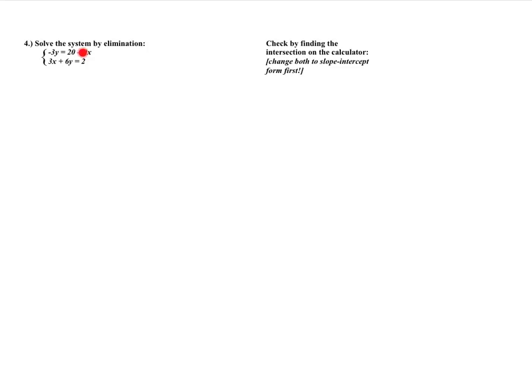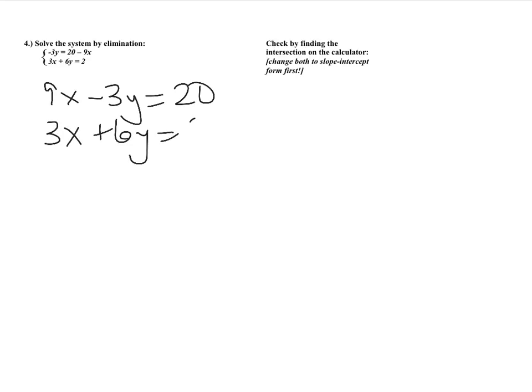So I'm going to add 9x to both sides. So when I add 9x to both sides, the 9x is going to go in front of the negative 3y. So I'm going to have 9x minus 3y equals 20, and then I'm going to have 3x plus 6y equals 2. All right? And then I need to decide, well, which variable do I want to get rid of, right?